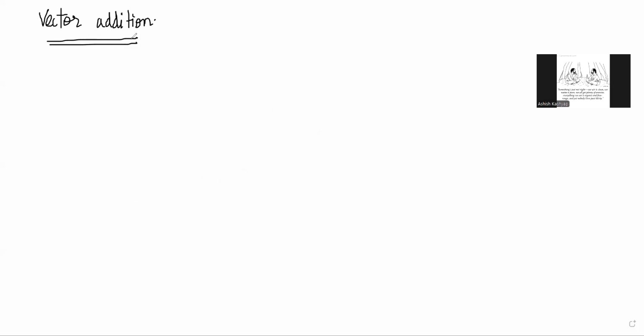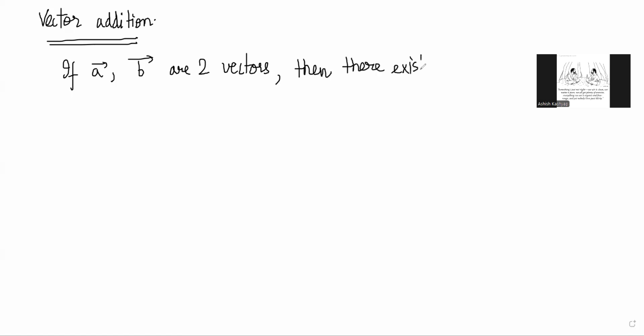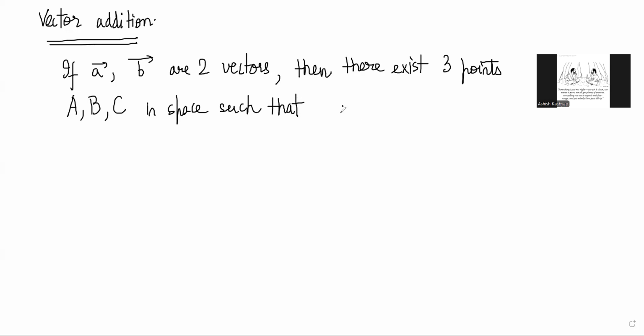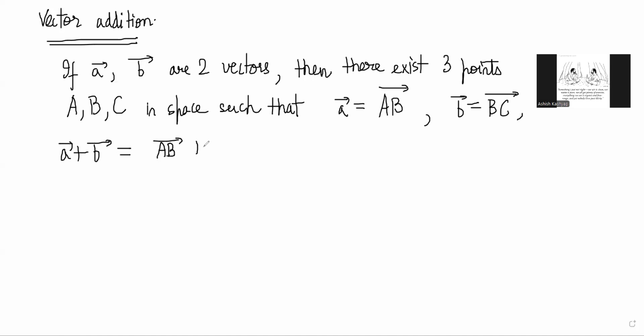So think about two vectors. If A and B are two vectors, then we can say that there exist three points, capital A, capital B, and capital C in space, such that A vector is denoted by the segment AB, B vector is denoted by the segment BC, and then A plus B is defined as AB plus BC, and that will be equal to the AC segment.